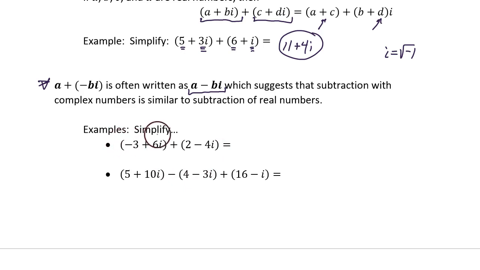Let's do some examples where we simplify complex numbers. This complex number plus this one. Give that one a try. This makes -1 plus 2i. Because -3 plus 2 is -1 for the real number term, and 6i and minus 4i makes 2i for the imaginary term. Try this next one.